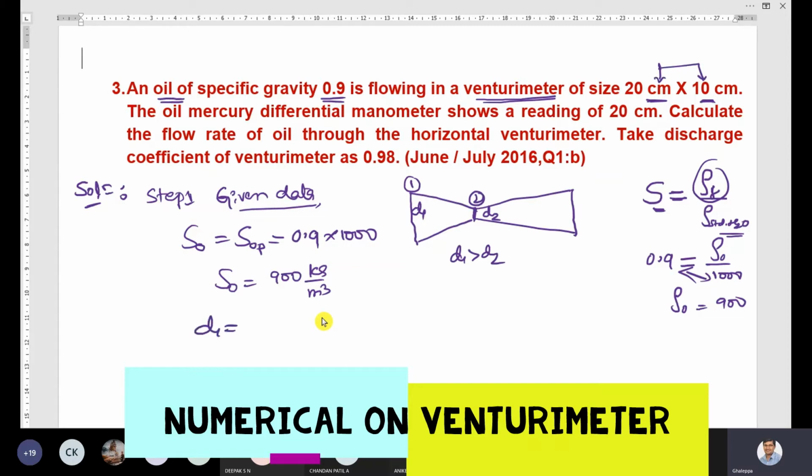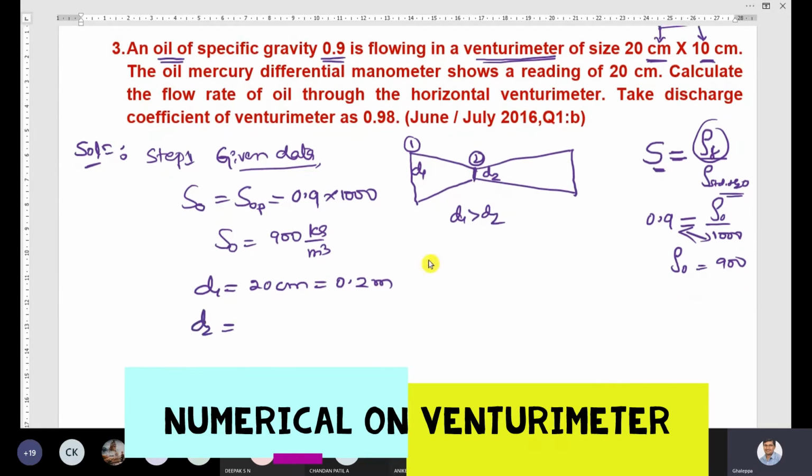So D1 is 20 centimeter. I will convert into meter, 0.2 meter. And D2 is 10 centimeter, so D2 is equal to 0.1 meter. That is the diameter of the throat. So when you are reading in words, you use the words inlet diameter, throat diameter, like that. It will become easy for you.